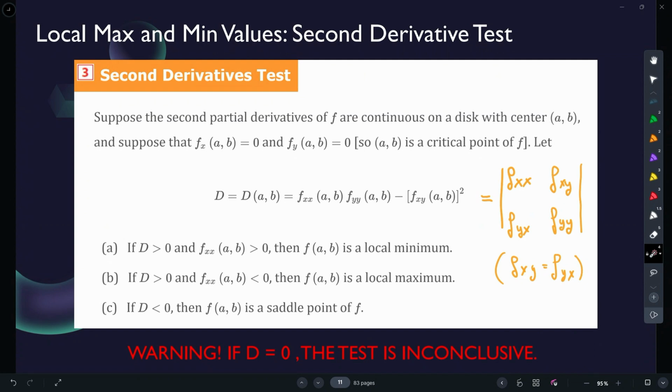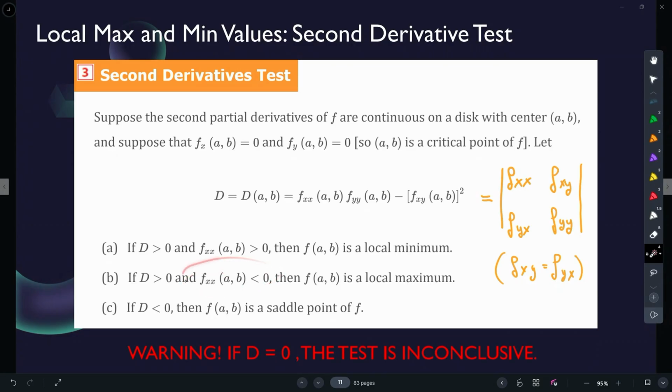It's not a local max or a local min. Now, when d is positive, if the second derivative with respect to x is positive, then there will be a local min. Remember that the second derivative being positive means that the first derivative is increasing, and you can think about the tangent line going like this, so it has to make a local min.